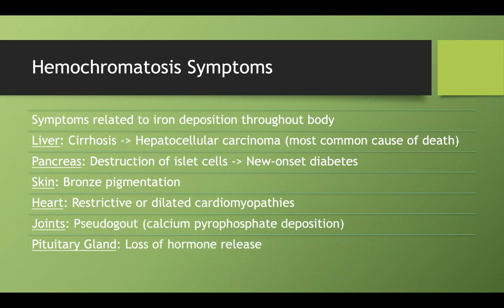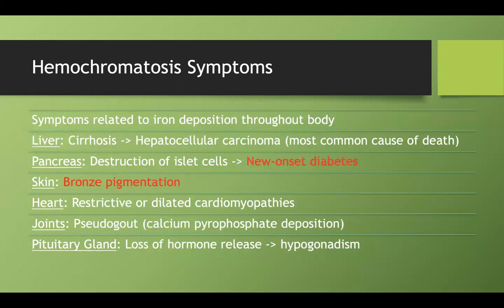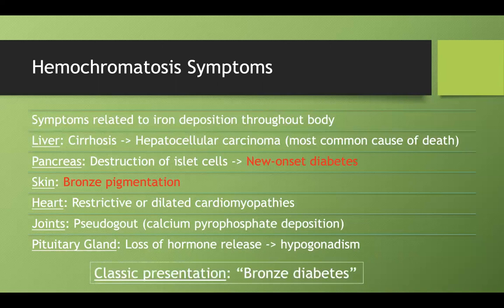And finally, if you have iron deposited in your pituitary gland, you're going to get a loss of hormones from your pituitary gland, and that can lead to hypogonadism. And I just wanted to highlight this because the classic presentation that you hear about in hemochromatosis is this bronze diabetes, and that's because of this iron deposition in your pancreas and in your skin. But don't forget some of these other ones, especially, I mean, the cirrhosis is super important. I've also seen this restrictive cardiomyopathy and the pseudogout tested quite a bit.